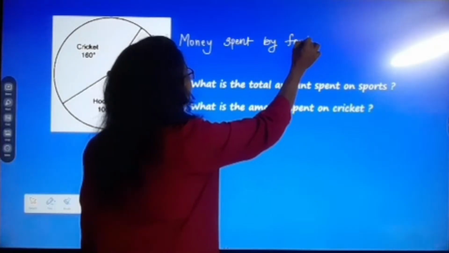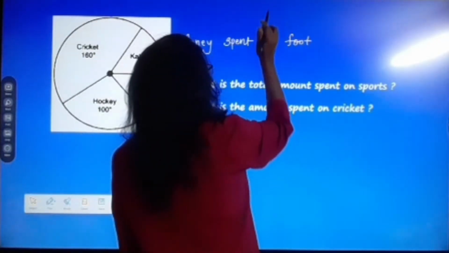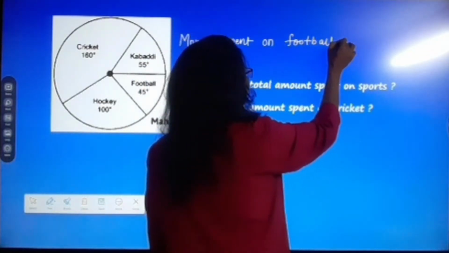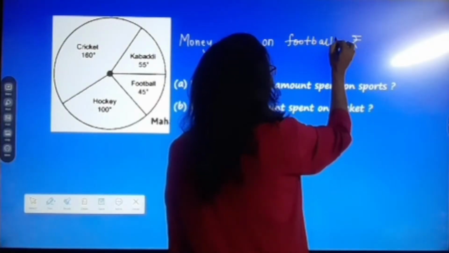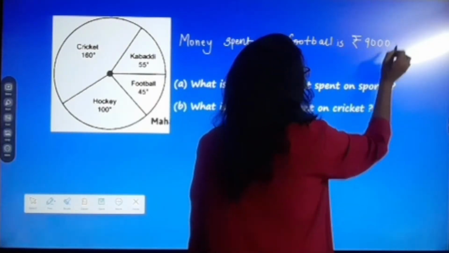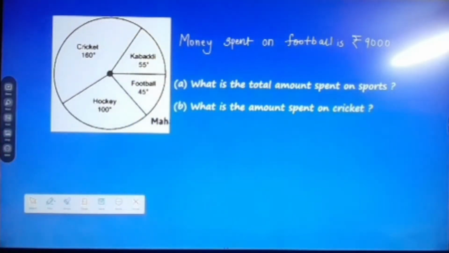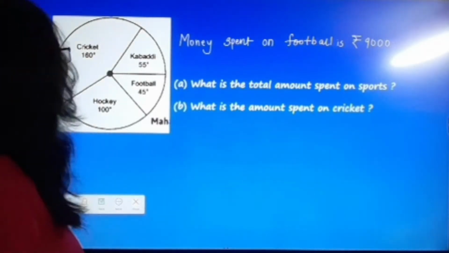the money spent on football is equal to rupees 9,000, or we say football is rupees 9,000. Okay, this information is given, and then we have to answer the following questions.